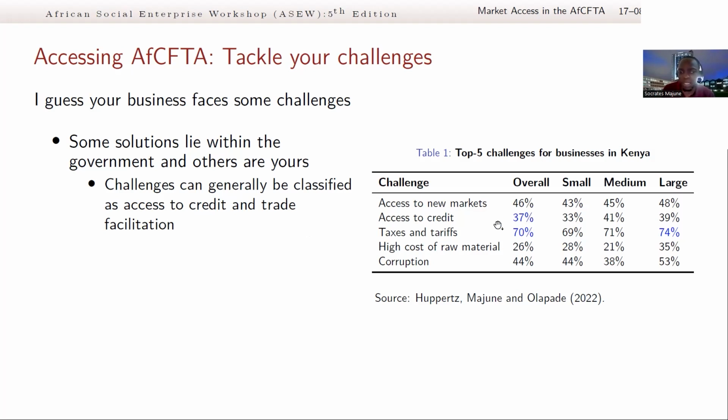But then especially this aspect of access to credit is one of the things I would like to hear your experiences on before you access the market. How hard or how easy is it to access the finances for you to get into a market?